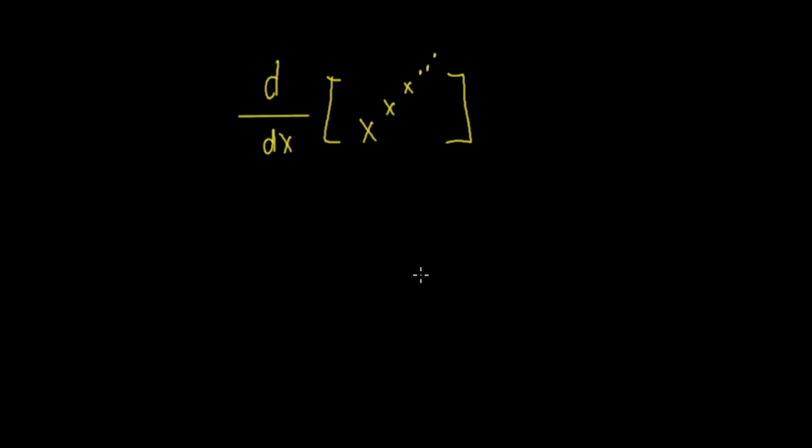In this video, I will take the derivative of x to the power of x to the power of x to the power of endlessly, right? These are all to the power of x. How do I do this? I cannot directly take the derivative of this, right? I will first let y equal this.